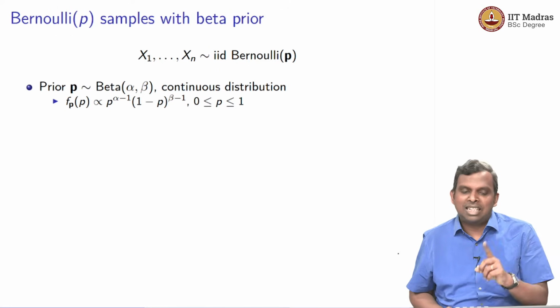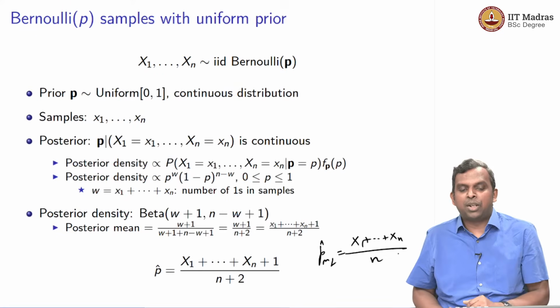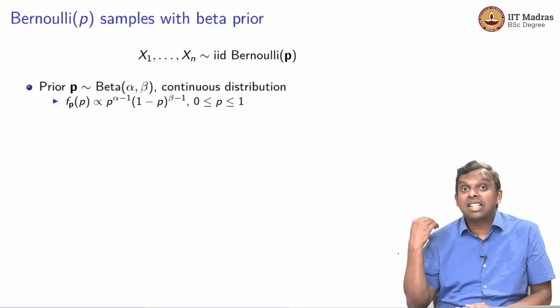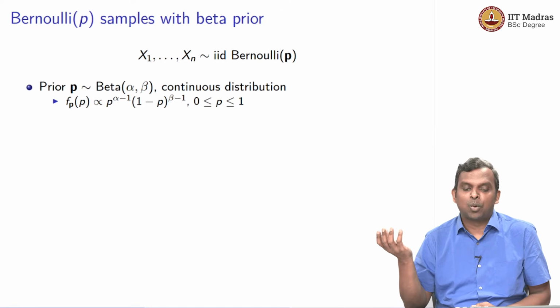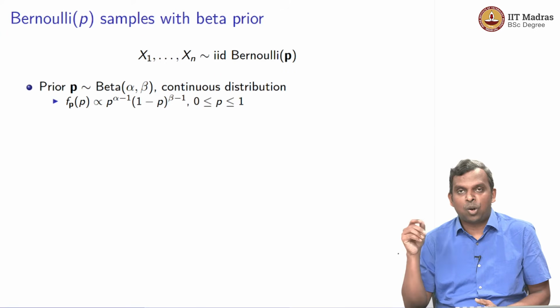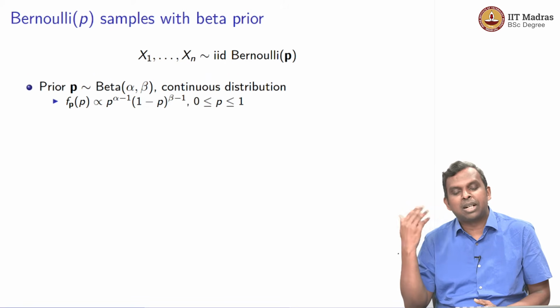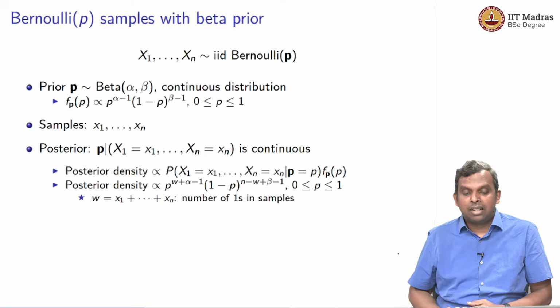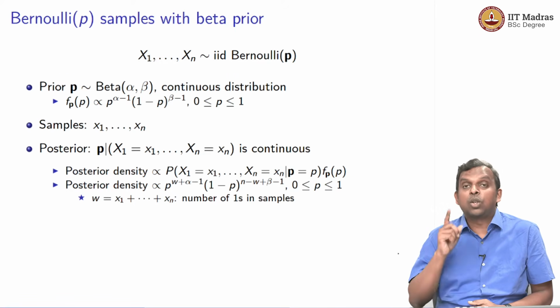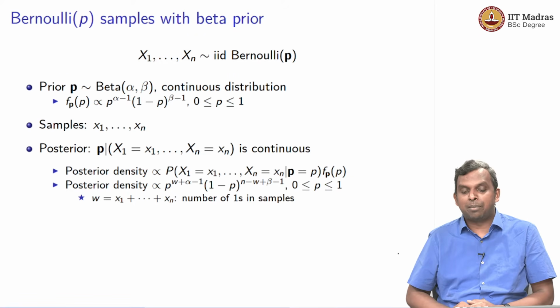Okay, so before that, we'll change the prior. Okay, so previously we had uniform 0, 1. I'm going to change the prior. I'll make the prior itself as beta alpha comma beta. Okay, so the prior is now not 1, it is proportional to p power alpha minus 1, 1 minus p power beta minus 1. The reason why this is interesting is the posterior is also a beta distribution. If the prior is a beta distribution, the posterior is also a beta distribution.